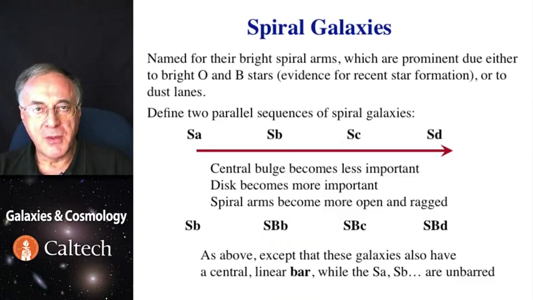Among the spiral sequence, which really is two parallel sequences, one with bars, one without, there is a trend from earliest types, SAs, to the latest types, SCs, sometimes people call SDs in even more extreme cases, in the sense that as you go along that sequence, the bulge becomes less important, the disk becomes more important, and spiral arms become more prominent and more ragged as you go further.